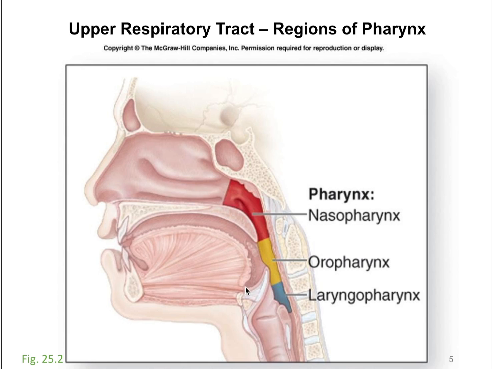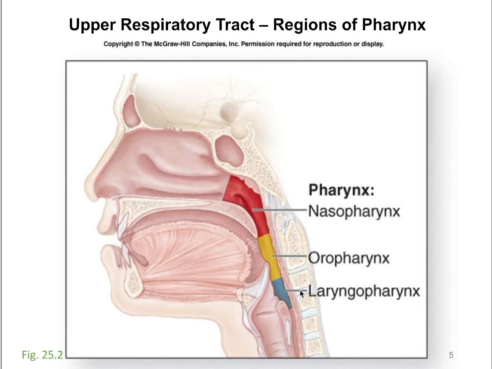And then below the level of the epiglottis is this area of the laryngopharynx where hopefully only air gets down here. If you do get food or drink down here, then your body is going to try really hard to get rid of it by causing your trachea to spasm, which causes those coughing fits.